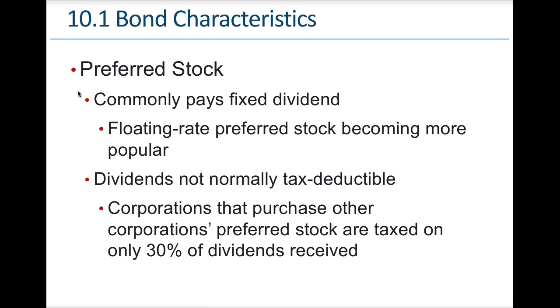Now, dividends are not normally tax deductible by the corporate side, where corporations can deduct interest payments. So that's sort of a drawback. Corporations that purchase other corporations' preferred stock do have a 30% discount of the dividends received as far as the tax. So there are some provisions here, and that's the U.S. only.